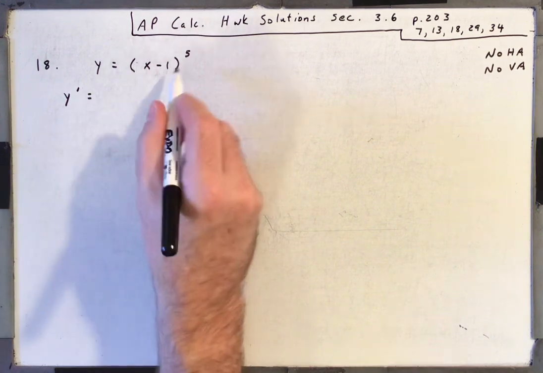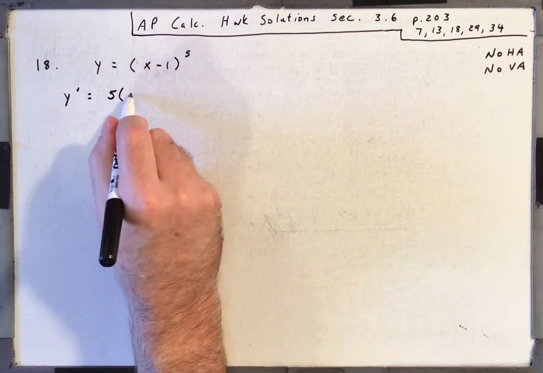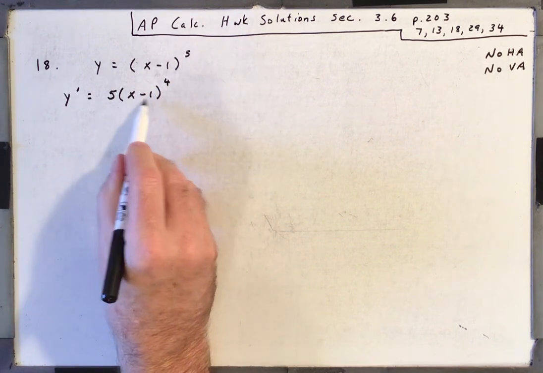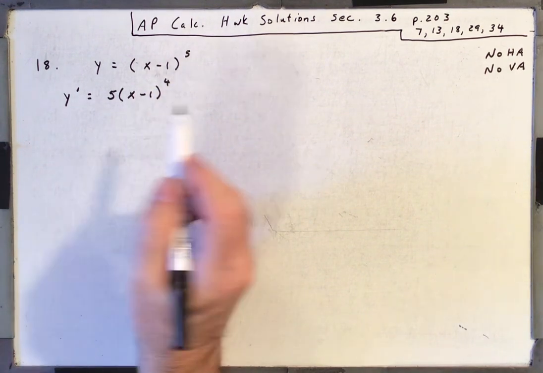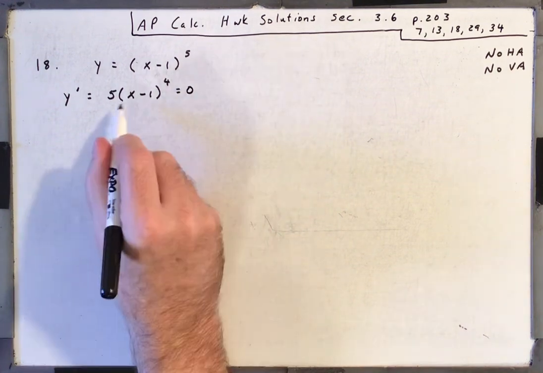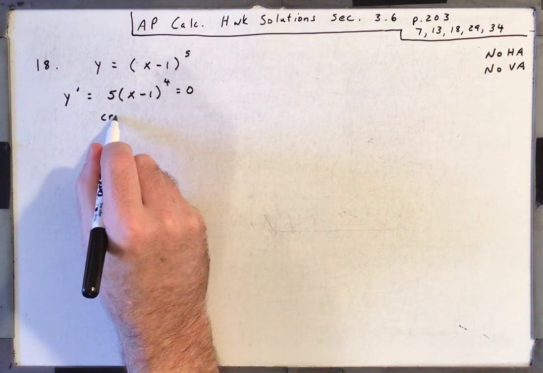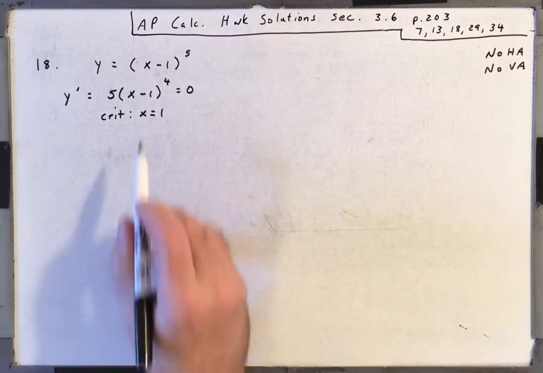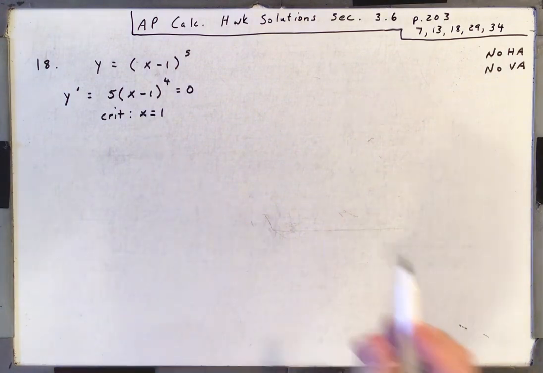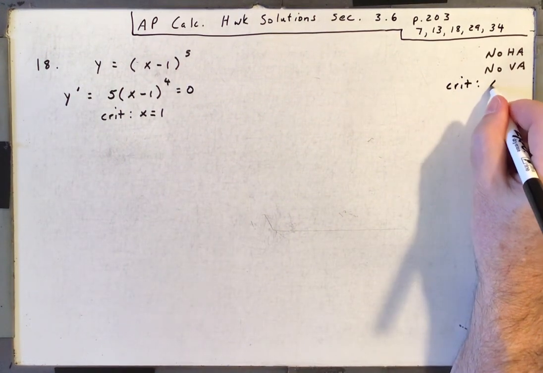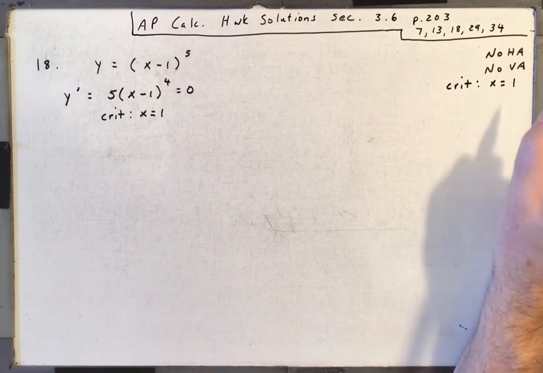y' is equal to 5, using the chain rule, times (x - 1)^4, times the derivative of the inner function, that's just 1. All right, going to set that equal to 0. So I can eyeball this. Our critical point occurs at x equals 1. Put a 1 in there, you're going to have 5 times 0. So our critical point is at x equals 1.